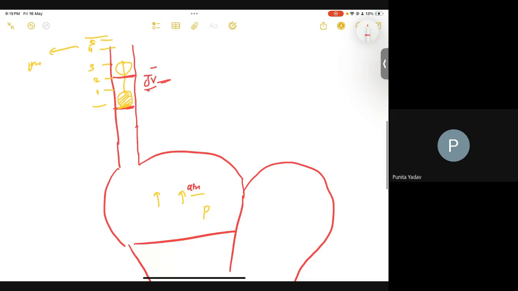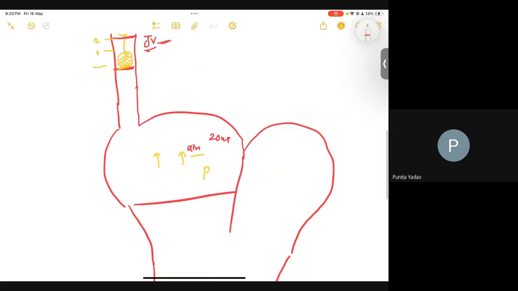I have already drawn the scale, so I can tell you, for example, let's suppose these are some arbitrary numbers: if we have 20 milliliters more blood, the ball is going to move up, and at that time you are going to have 3 mm of Hg pressure. This is only for your concept. Is that clear? Okay, perfect.